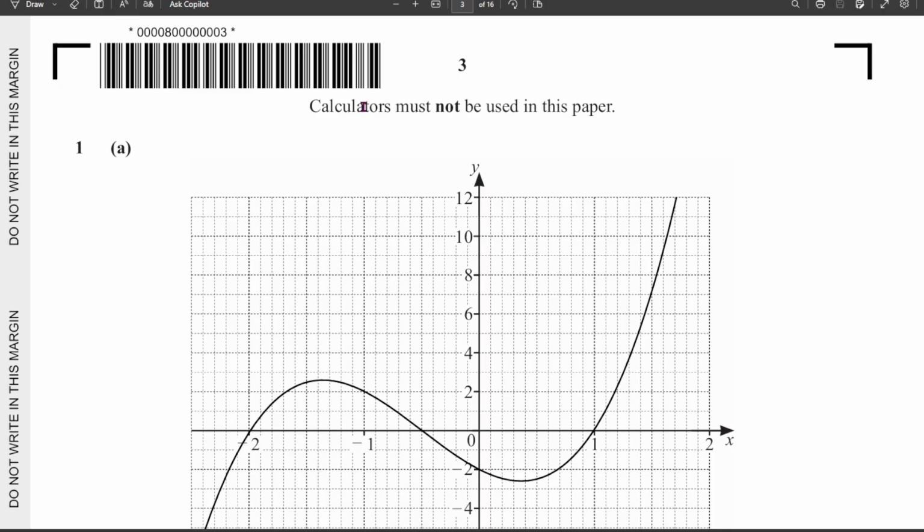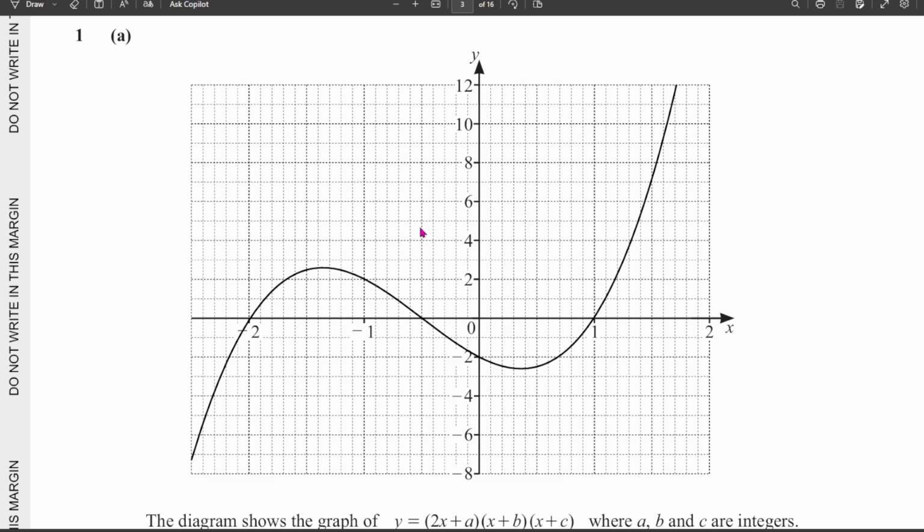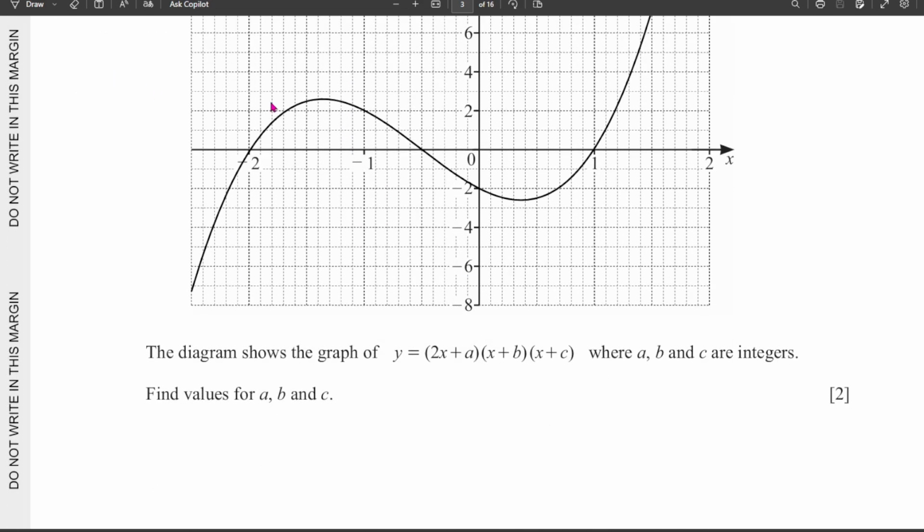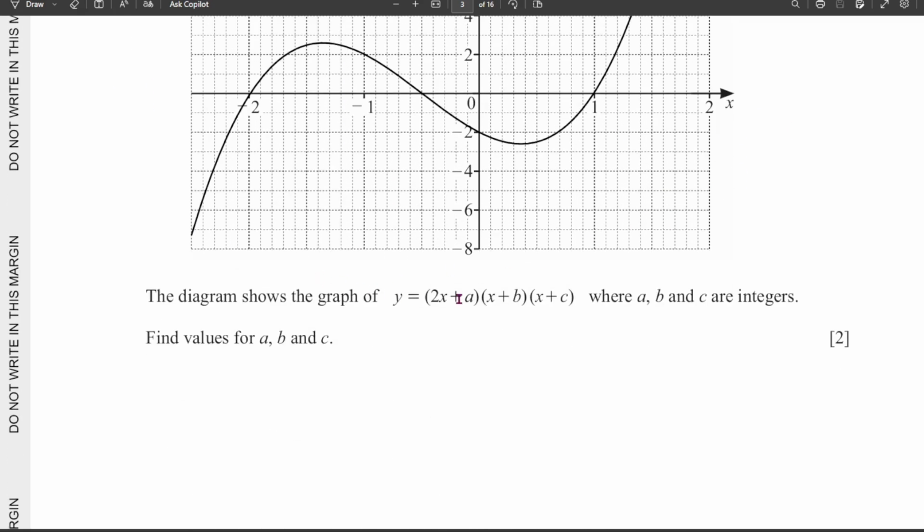So paper 1, again, the new syllabus, there's no calculator involved here. So let's try not to use the calculator as well. First question, given you a cubic graph and they give you some unknowns and they want you to find those unknowns.